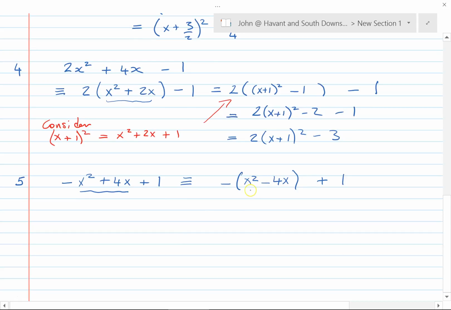Okay, so now I need to consider I need to half this. Keep the sign the same, by the way. So we've got a negative here, so we're going to keep the sign the same. So I'm going to consider x minus 2 squared. We can square that quickly. That's x squared minus 4x plus 4.